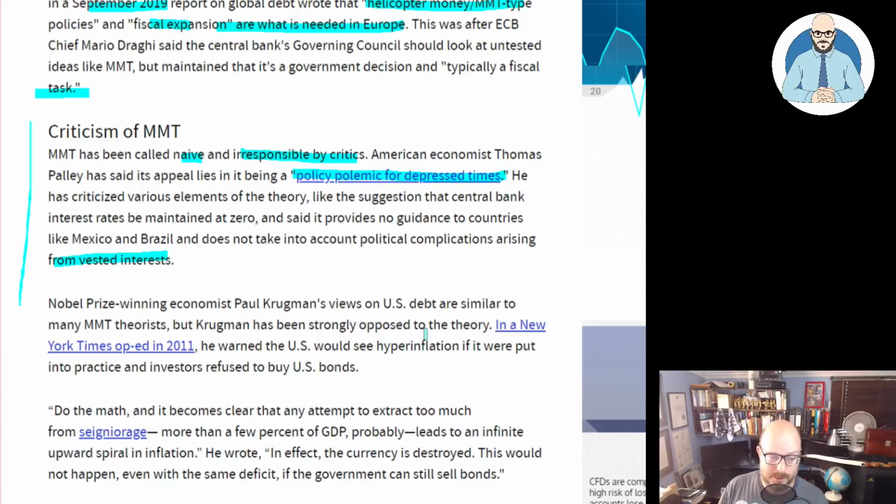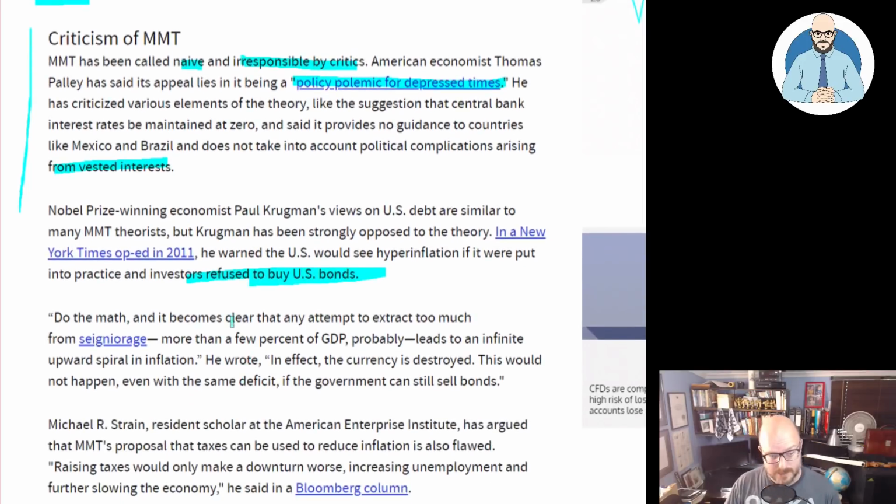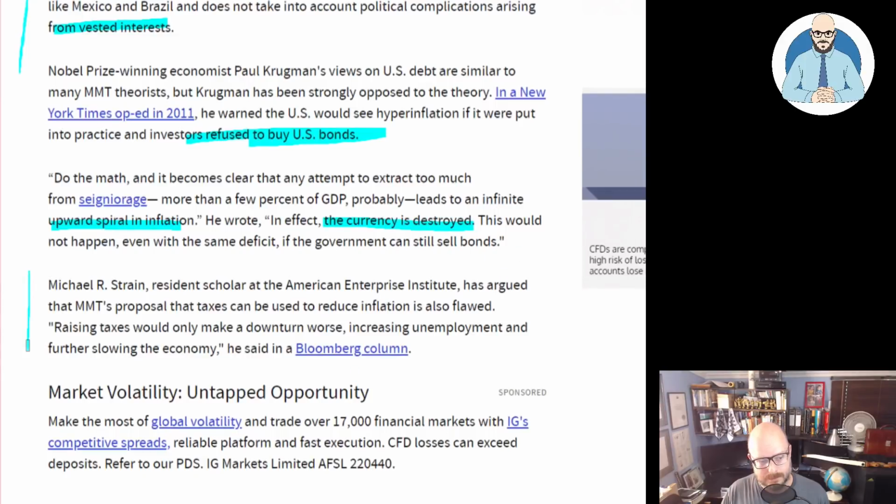In a New York Times op-ed in 2011, he warned the US would see hyperinflation if it were to put this into practice and investors refused to buy US bonds. Do the maths, and it becomes clear that any attempt to extract too much from seigniorage, more than a few percent of GDP, probably leads to an infinite upward spiral in inflation, he wrote. In effect, the currency is destroyed. This would not happen, even with the same deficit, if the government can still sell bonds.